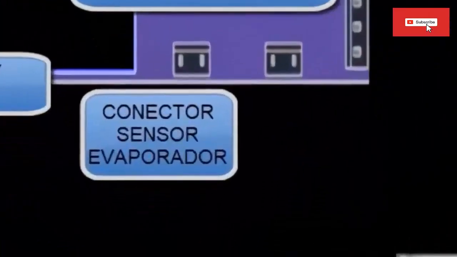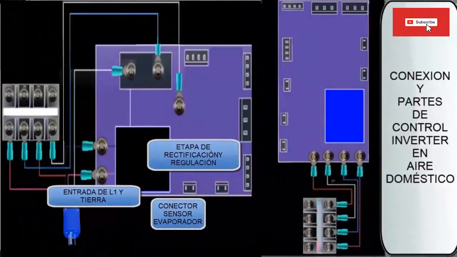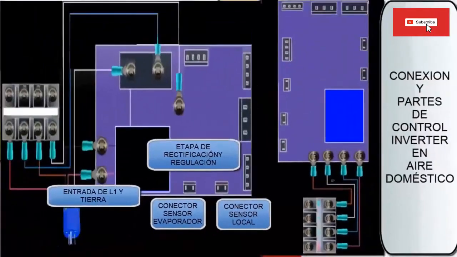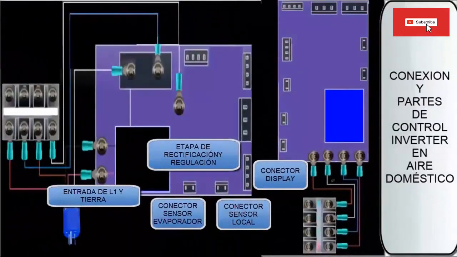3. Evaporator temperature sensor connector, to prevent freezing. This sensor is a thermistor, mostly of the NTC type. 4. Local temperature sensor connector, to measure the internal temperature, and carry out control strategies to maintain the air conditioning. 5. Air conditioning display connector.